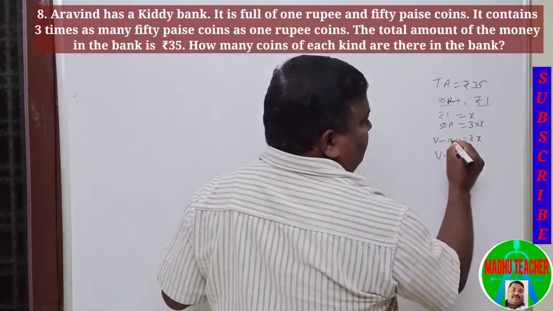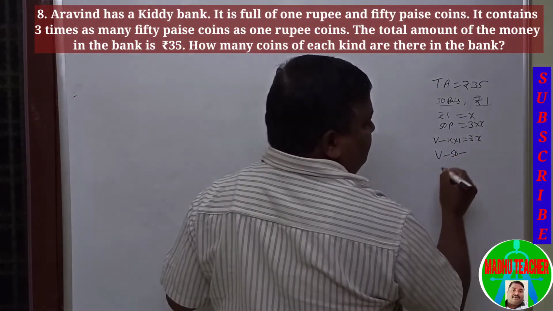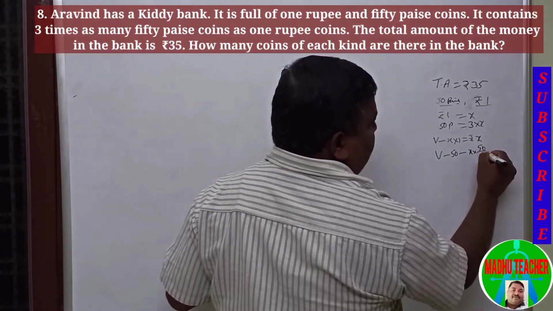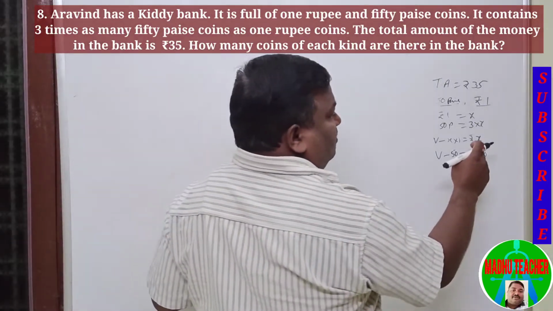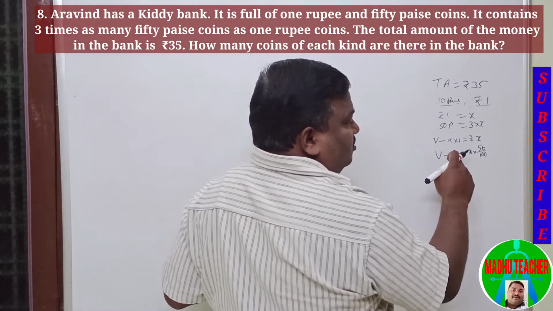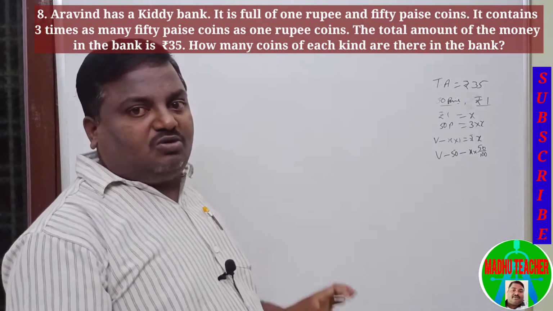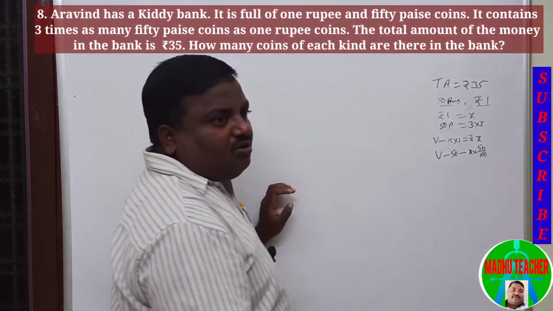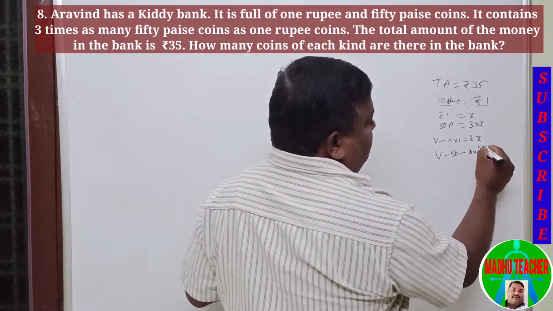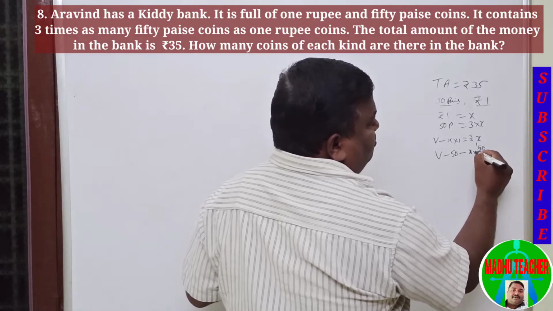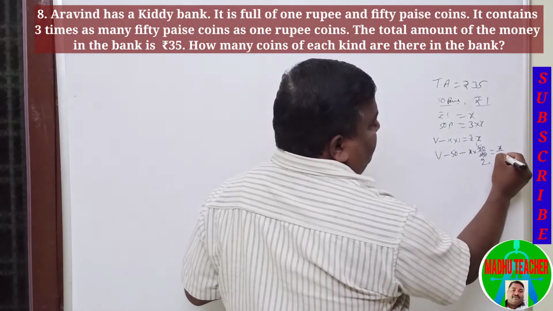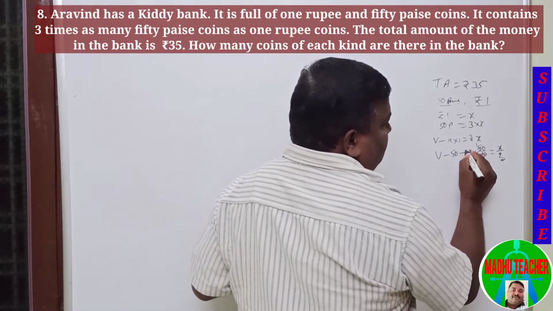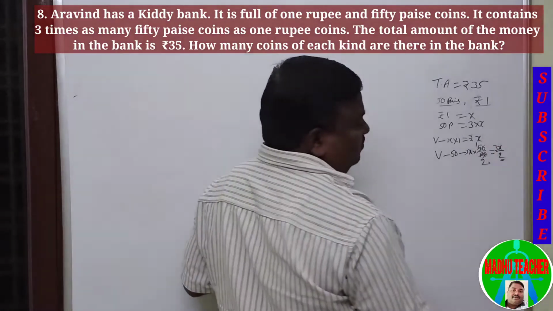The value of 50 paise coins is x into 50 by 100, because it is in paise. To change into rupees, you have to divide by 100, because 1 rupee equals 100 paise. So the 0s get cancelled, 5 ones are 5, 5 twos are 10, that equals x into 1, x by 2. Okay, so these 50 paise coins are 3x, so that is 3x by 2.